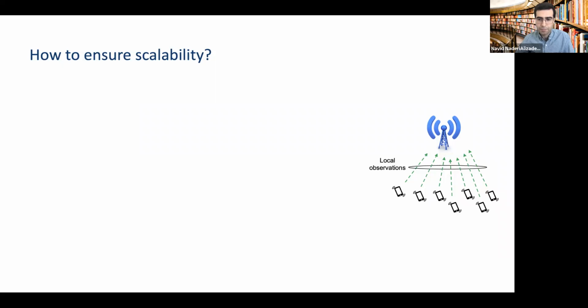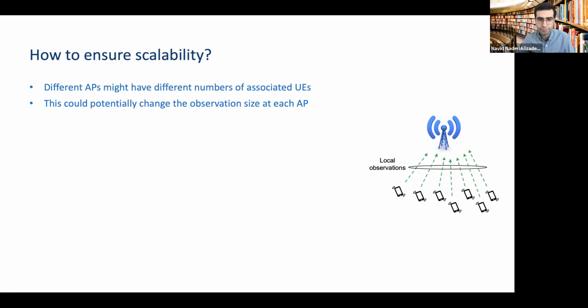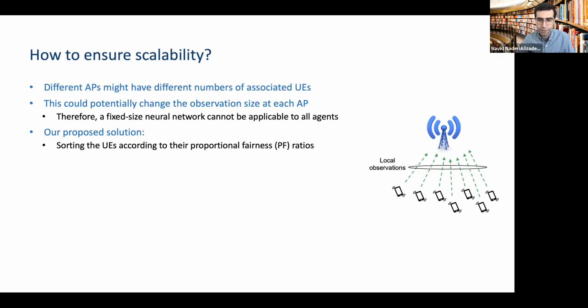But you might ask how we ensure scalability, right? Because we might have load imbalance, for example, one access point might have more users, the other might have fewer users. So we want to make sure that our agent is applicable to different sorts of scenarios. And for that, we first, again, use the proportional fairness notion.